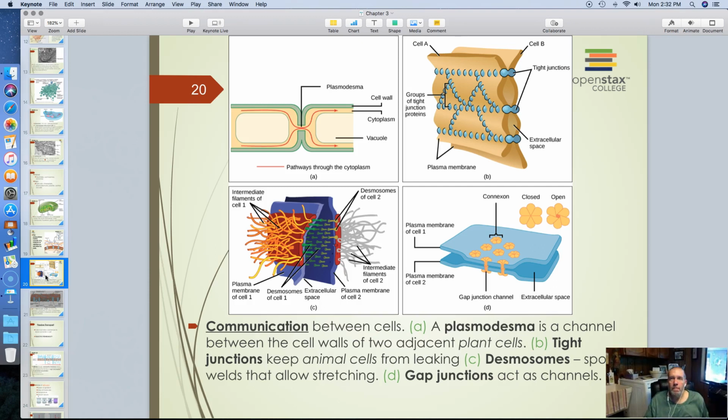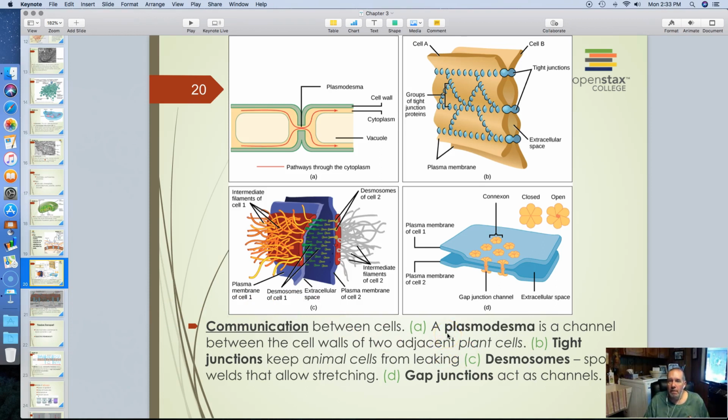The next thing is that each cell has to communicate with its neighbors. And communication in this case might just mean moving stuff from one cell to the next. And so there are different ways that cells can communicate with each other.